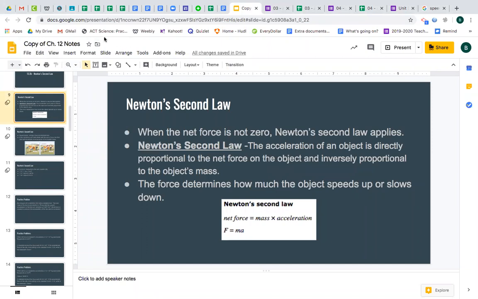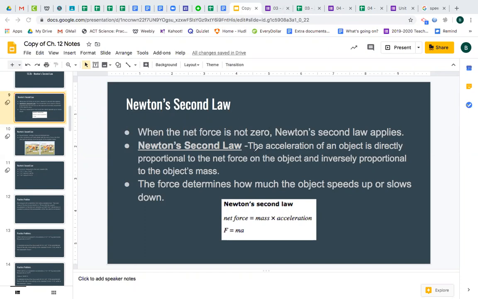In the last video, we talked about Newton's first law: an object in motion will stay in motion, and an object at rest will stay at rest unless acted on by an outside force. When we have an outside force acting on it, our objects are going to move. Those are called unbalanced forces. But when an object moves, it's going to have an acceleration. Newton's second law explains how an object will accelerate depending on its mass and the force.